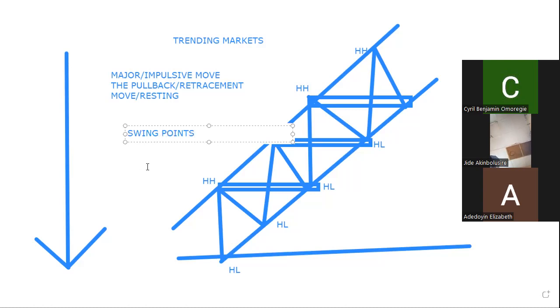So if we want to draw this trend line, we should look for two swing points. The next thing should now be, what is a swing point? It's not what you know, it's what you can connect, right? So write this: a swing point.